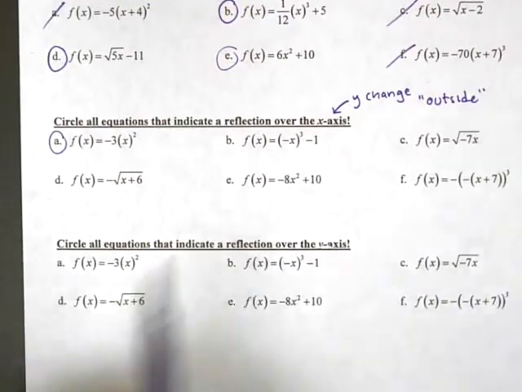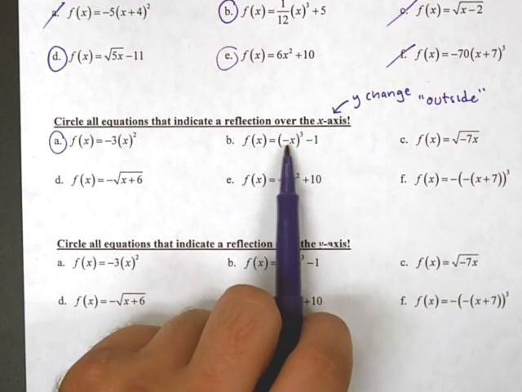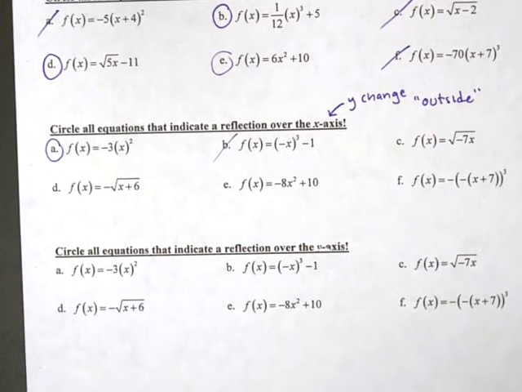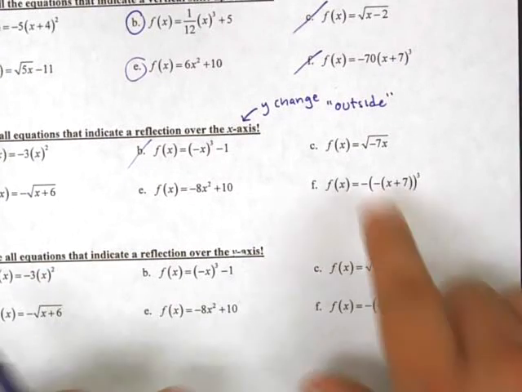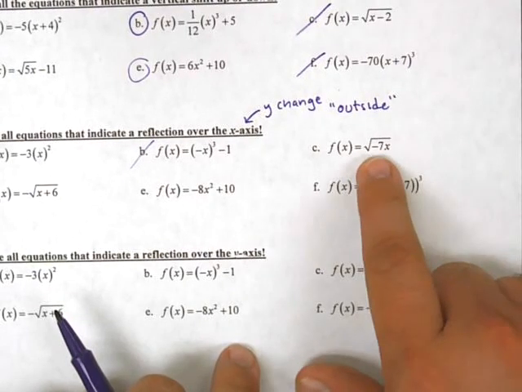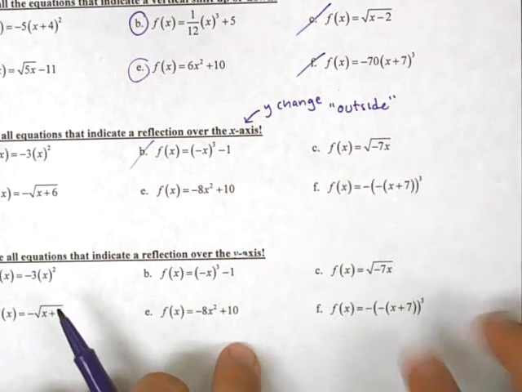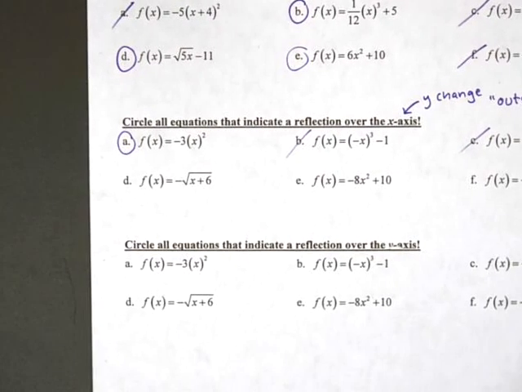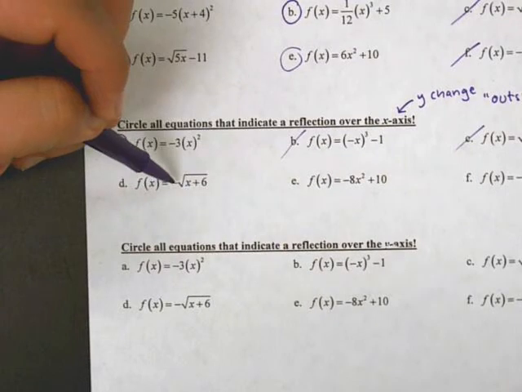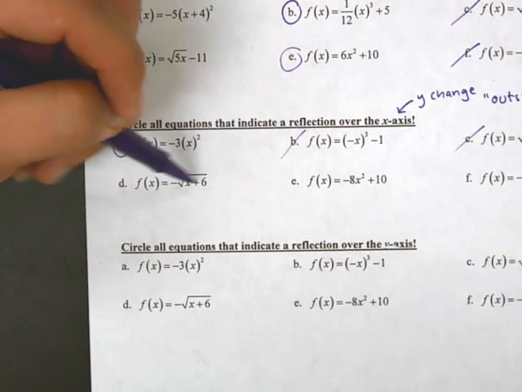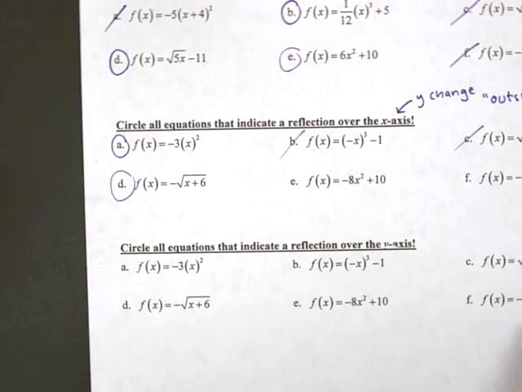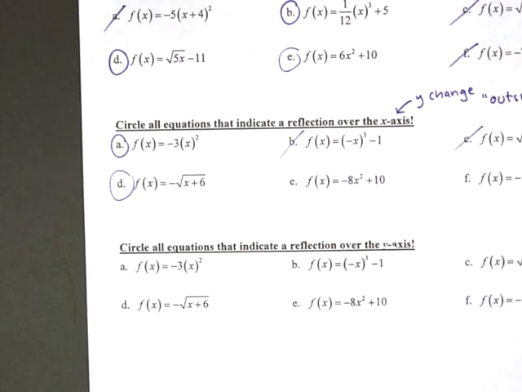When we look at b, I see this negative x, but that is not outside the function, so this is a no. Same thing with c, right? This is a square root function, but I'm multiplying by a negative inside the function, not outside, so that's a no. D is a definite yes, right? We are multiplying the square root of x plus 6, that entire function, by negative 1. So that is a yes.